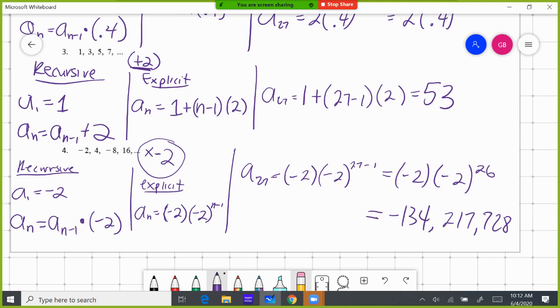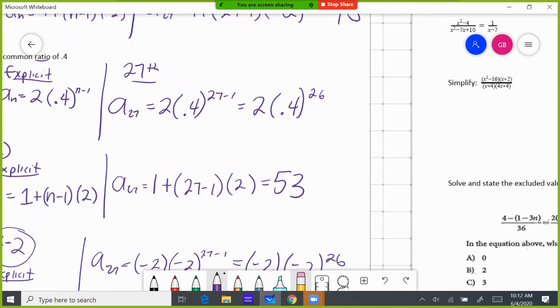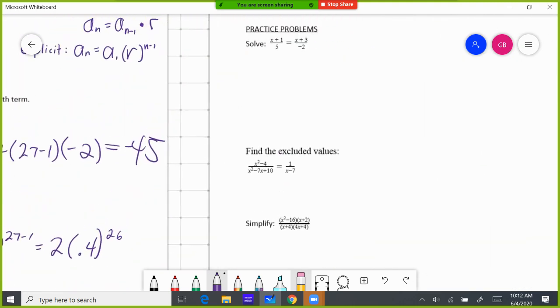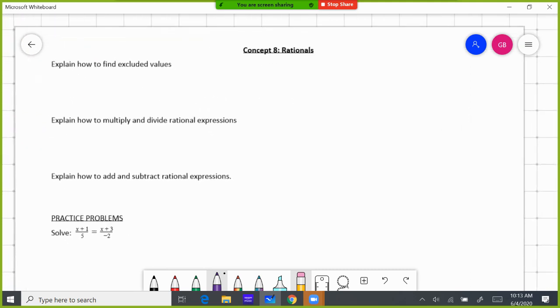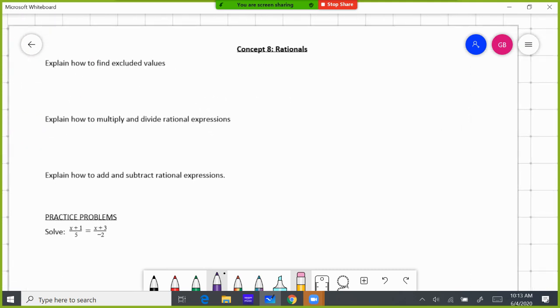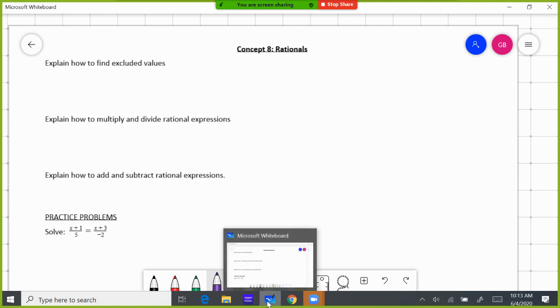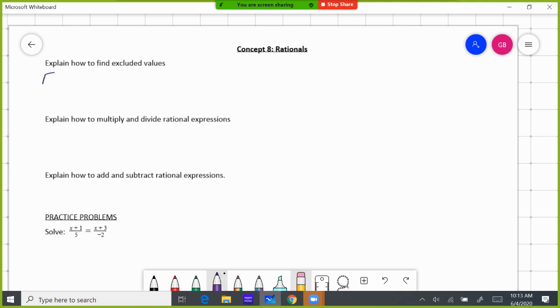Okay, that was a quick review of sequences. Next, we're going to review rationals. So, excluded values. How do you find excluded values? You find values that make the denominator 0.